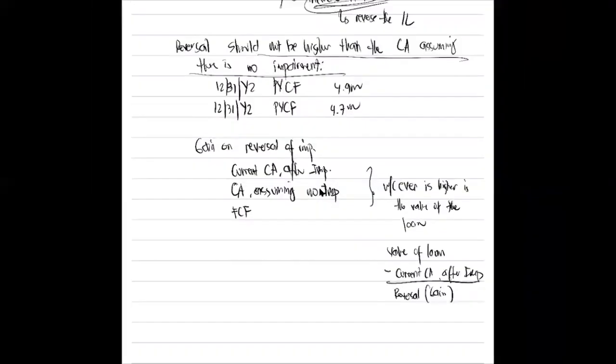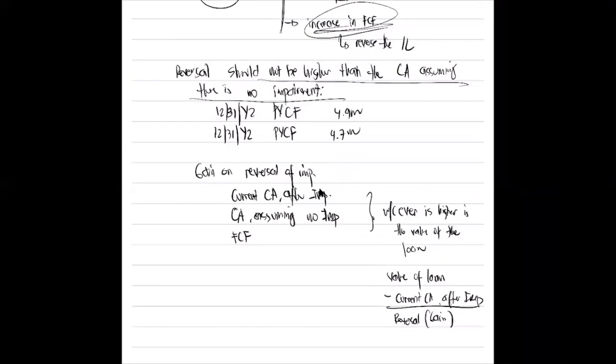Ulitin natin. So on the gain on reversal of impairment, you get the higher between the current carrying amount after impairment. Na-discuss na natin yan, na-compute na rin natin. Tapos, yung carrying amount assuming no impairment. Tapos, yung future cash flows. So whichever is higher here, that is the value of the loan. The value of the loan now, less the current carrying amount after impairment, is the amount of the reversal or the gain. Okay. Sir, ano tong future cash flows? Yan yung present value of future cash flows.